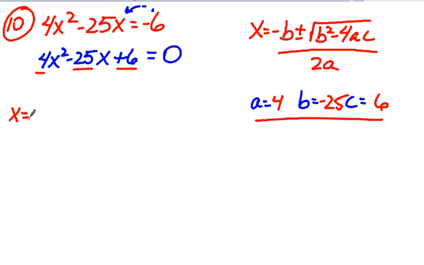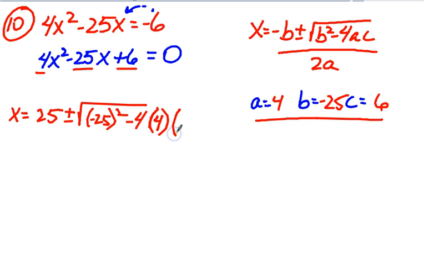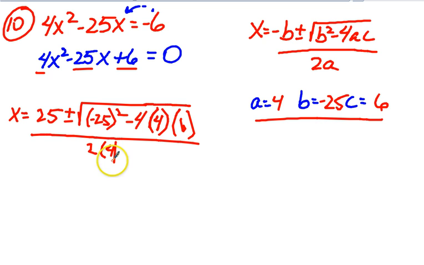We're going to do the opposite of B. Well, in this case, B is -25, so the opposite of that would be +25. Plus or minus the square root of B squared. So I'm going to do -25 squared. Ooh, these big numbers, aren't they? Minus 4 times A, which is 4, times C, which is 6. All right, so I might need a little calculator on this because these are bigger numbers. All over 2 times A, which is 4. Don't forget that bottom part.